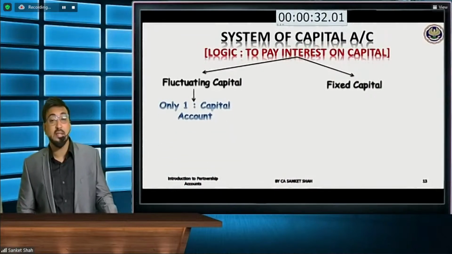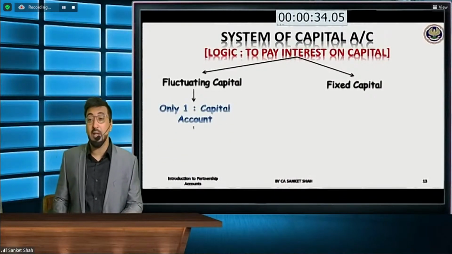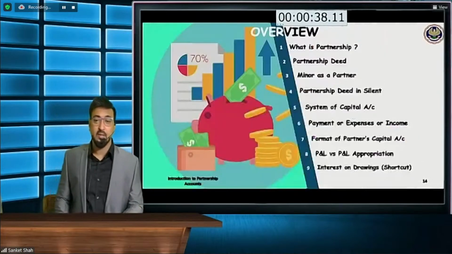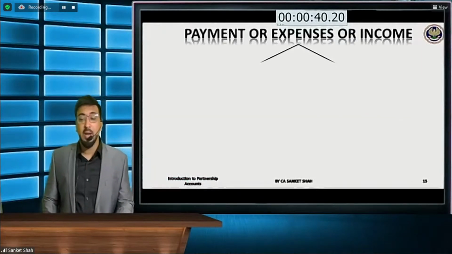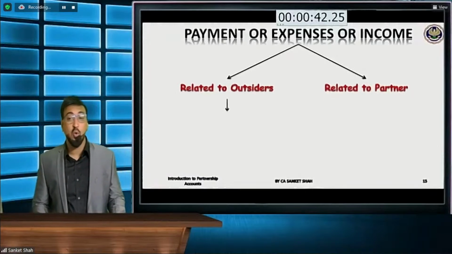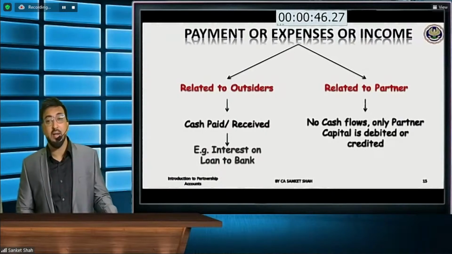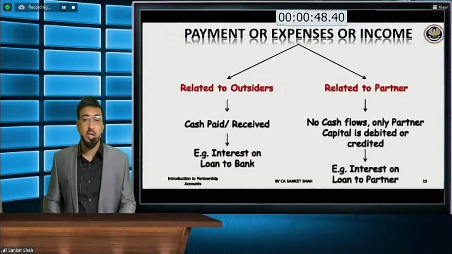Fluctuating capital is divided in only one part, that is a capital account. Fixed capital, we have capital plus current account. So it's very simple, capital plus current account. After that, we have payment or expenses or income related to outsiders. Related to outsiders, there will be cash paid or received, and related to partners, there will be no cash outflow or inflow.